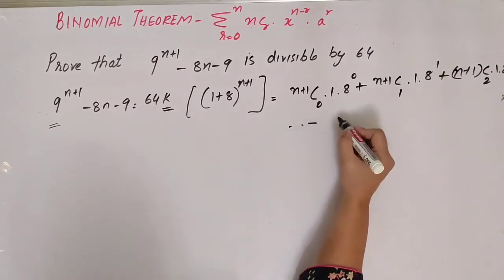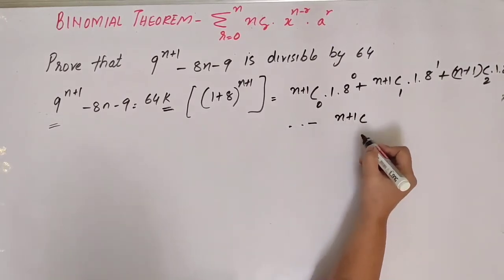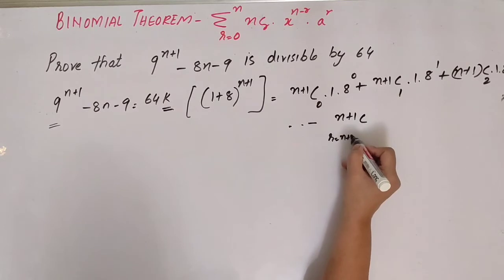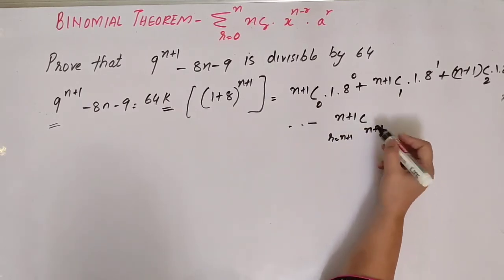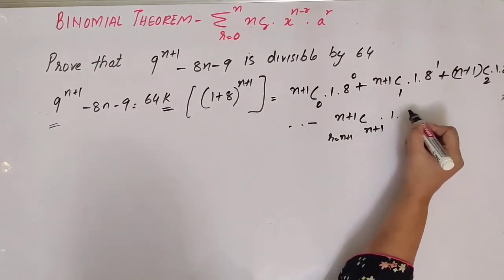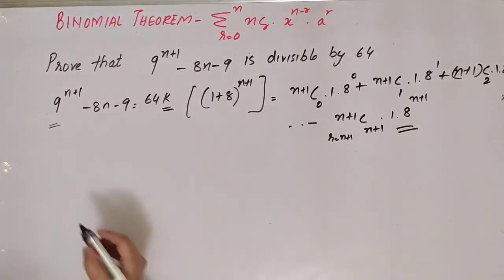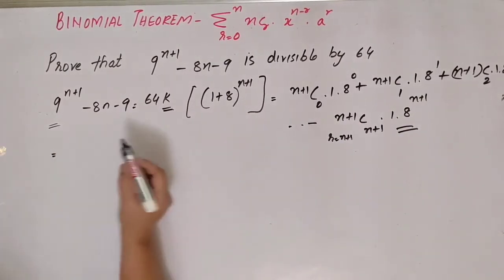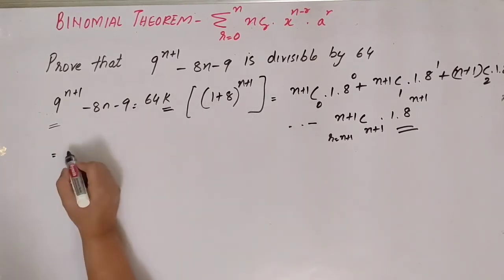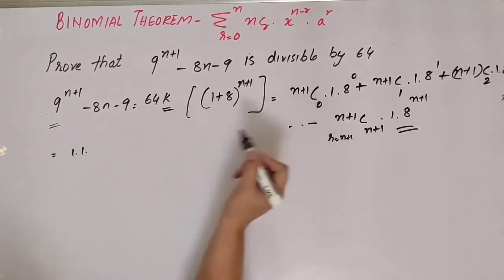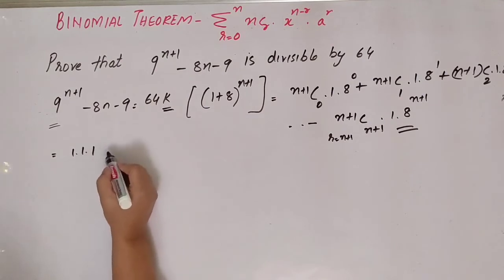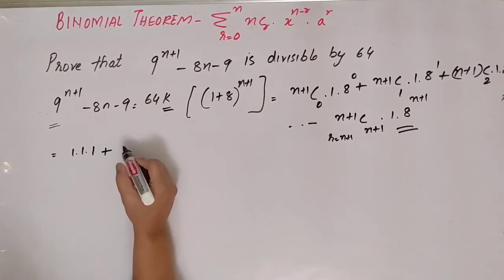This continues until r is n plus 1. So this is n+1 C n+1 into 1 into 8 to the power n plus 1. So this first term is going to be 1. 1 into 1 into 8 to the power 0 is 1. So it's 1 plus n+1 C1.